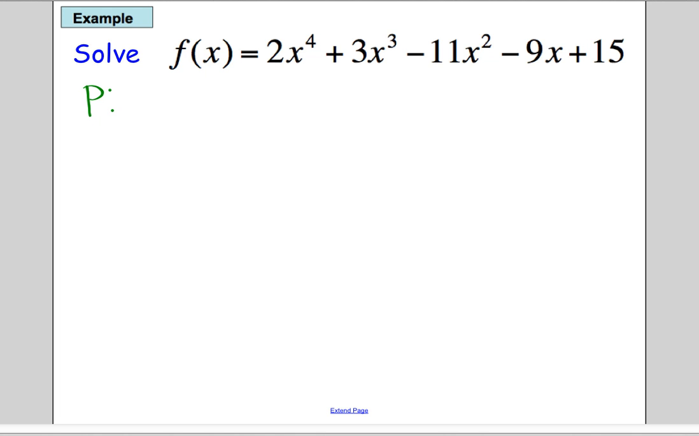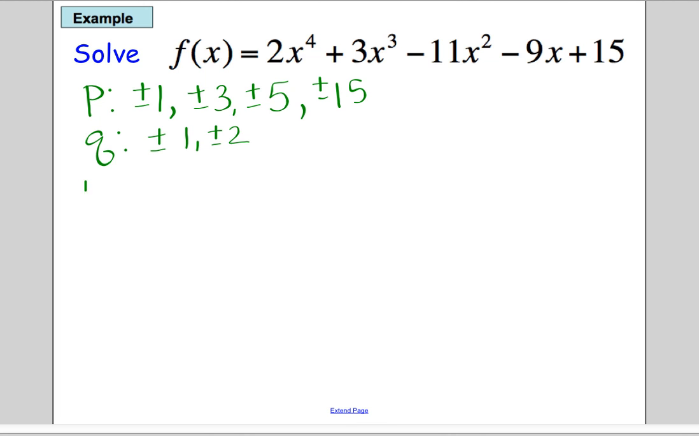So our p's are the factors of 15, plus or minus 1, 3, and 5, and 15. Our q's, plus or minus 1 and plus or minus 2. So now, p over q, it looks like I'm going to have a lengthy list here. I'm going to put 1 over 1, 3 over 1, 5 over 1, and 15 over 1.